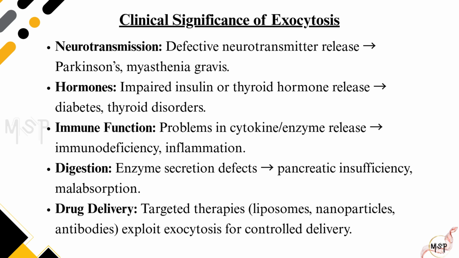Immune cells use exocytosis to release enzymes and cytokines. Defects may result in immunodeficiency or excessive inflammation. Digestive cells release enzymes via exocytosis. Dysfunction can cause pancreatic insufficiency and malabsorption. Modern therapies use exocytosis pathways for targeted drug delivery, including nanoparticles, liposomes, and antibody-based drugs.